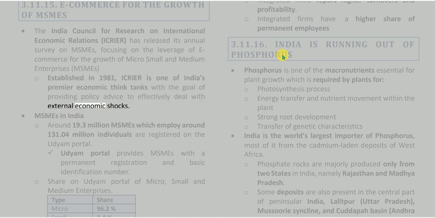MSMEs in India: Around 19.3 million MSMEs, which employ around 131.04 million individuals, are registered on the Udyam portal. The Udyam portal provides MSMEs with a permanent registration and basic identification number. Share on the Udyam portal of micro, small and medium enterprises by type: micro 96.2%, small 3.4%, medium 0.4%.